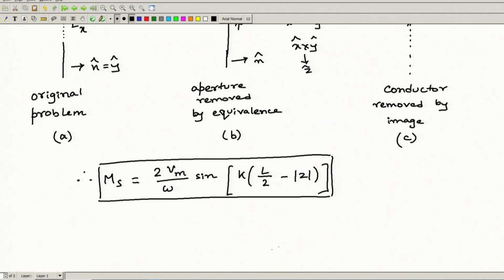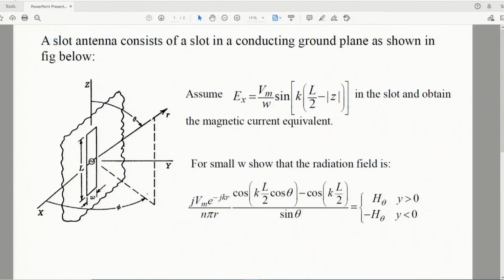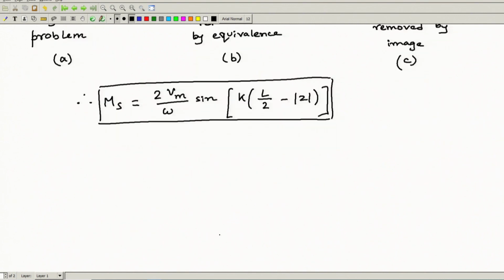Now what the second part says is that if we assume W is very small, then what will be the radiated fields. Previously the slot was like this, it was having a width of W and this was the length of the slot.